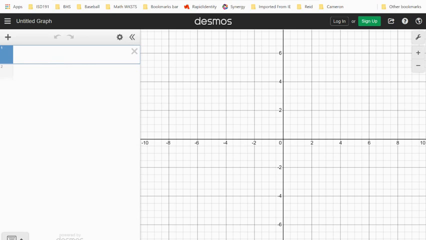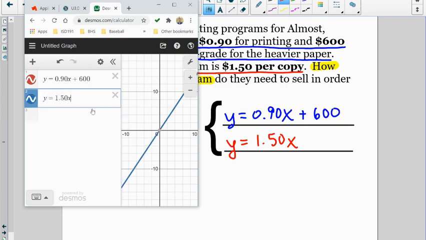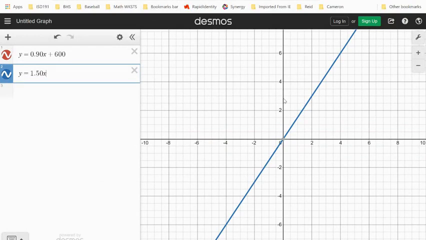So I need to minimize this so I can see the equations. There we go. Y equals 0.90x plus 600. There's our expense equation. And then our revenue equation, Y equals 1.50 times x. So we want to know, where do these 2 lines meet?